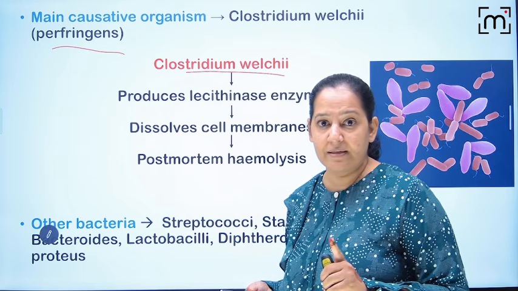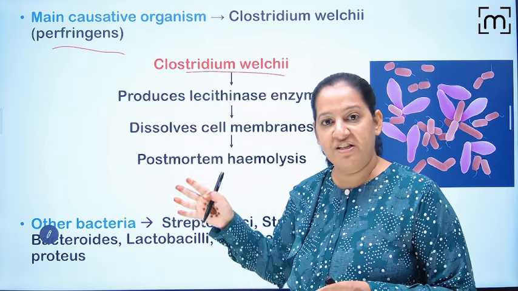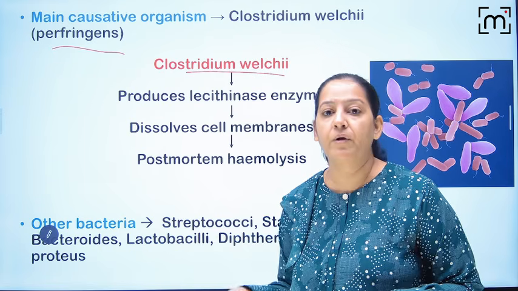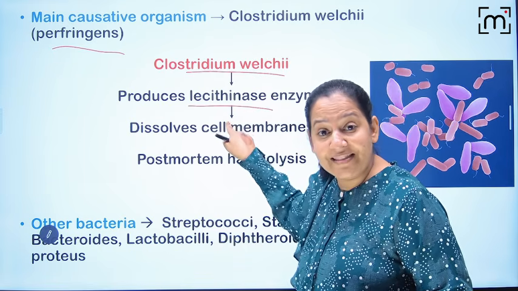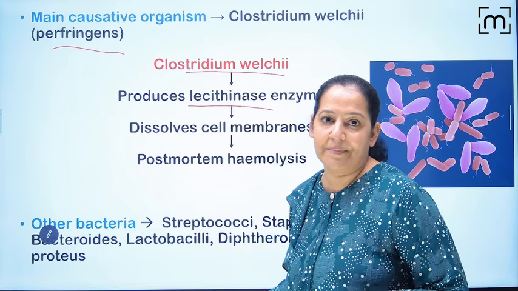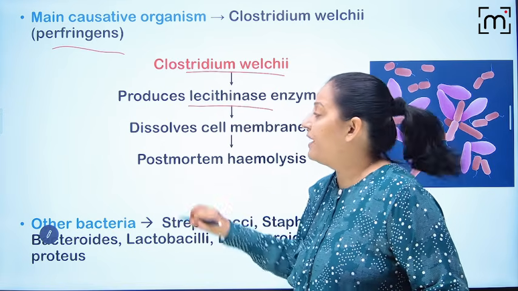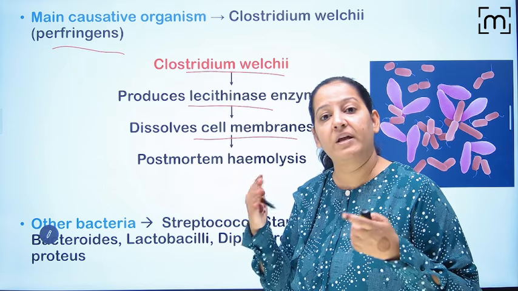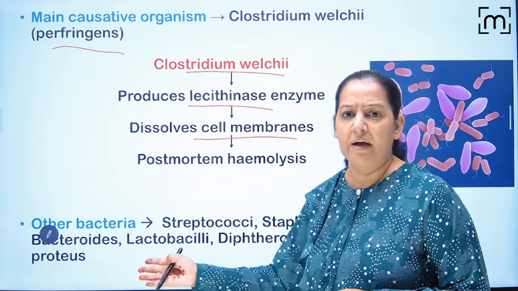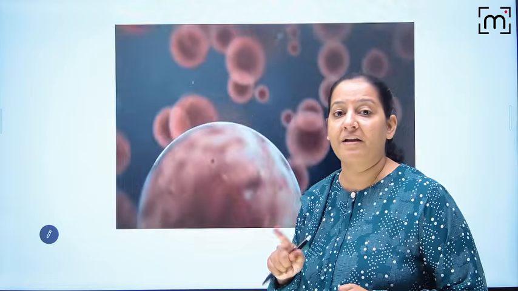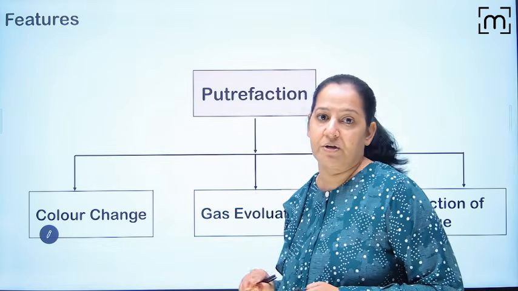Which enzyme does it release? As soon as death occurs, Clostridium welchii present anywhere in the body, maybe in the wound, multiplies. After multiplication, it releases an enzyme called lecithinase. It dissolves the cell membrane, digests protein, carbohydrate, and fat, and causes putrefaction. There are many other bacteria you can read, but the most important bacteria for your MCQs is Clostridium welchii.